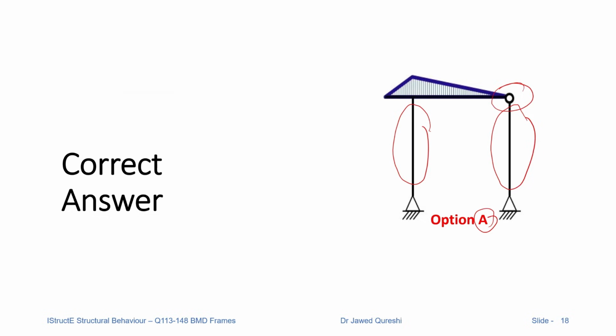If one element is relatively stiffer than other elements, then what happens?